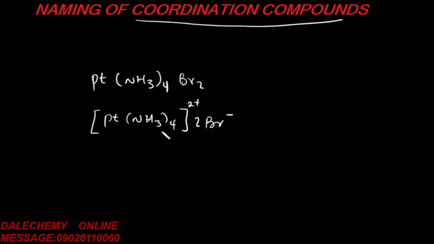So now to name the positive, it is a complex in its own. It's a coordination compound on its own. So the rule for naming a coordination compound is that we should name the ligand first before we name the metal. The ligand here is ammine, and we're having 4 of that. Because ammine doesn't have di or whatever in it, you just put tetra for 4. So that would be tetraammine.